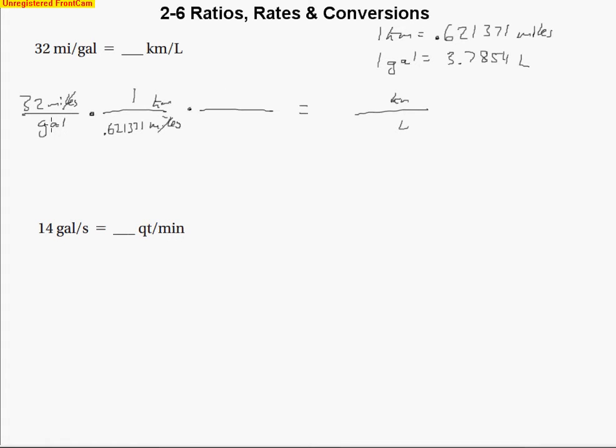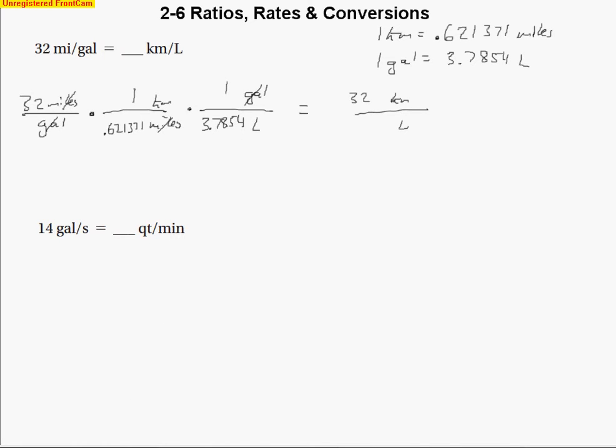Now I want to cancel out gallons. So I'm going to put gallons on top to cross cancel the gallons here. And I'm going to put liters on the bottom. It says 1 gallon equals 3.7854 liters. So now I've got these gallons to cancel. So I'm left with kilometers over liters. So I just multiply. So I see on top it's just 32 times 1. Down below I got these 2 numbers to multiply.